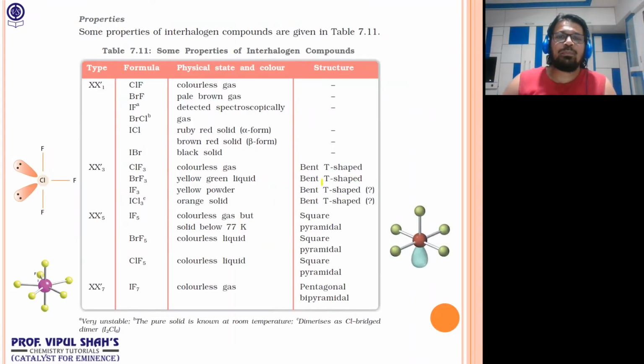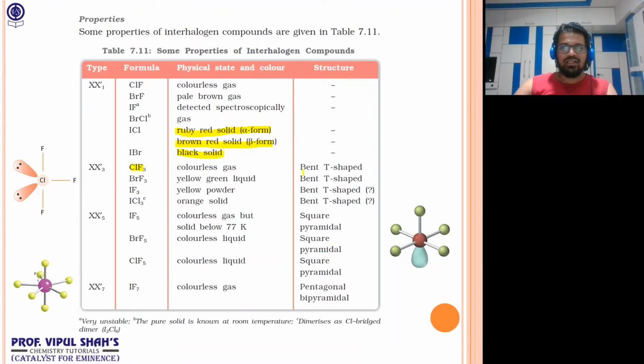Now, people, certain compounds over here are some colorless gases, which may be important, and I'll discuss this. ICl is a ruby red solid, which is the alpha form of it. That's the allotrope. And the beta form is a red solid, a brown form. Then one is a black solid, that's IBr. Now these are important.